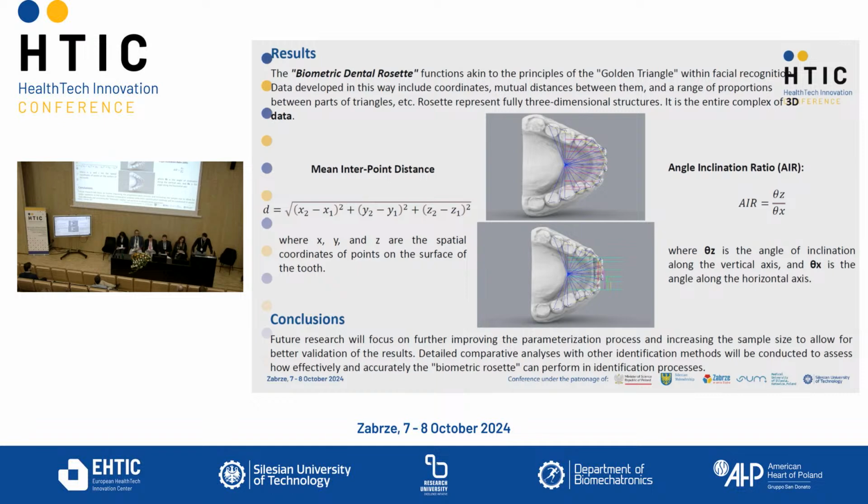These values encoded in the biometric dental receipt concept create a whole 3-dimensional model that functions similarly to the golden triangle used in facial recognition systems. With such detailed measurements, it is possible to create a unique description of each individual dentition, forming a robust and repeatable tool for identification. To sum up, the work on the parameterization of dental geometric features opens new possibilities in the field of personal identification.